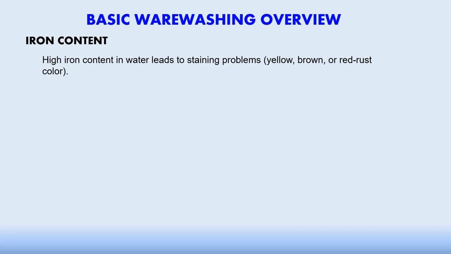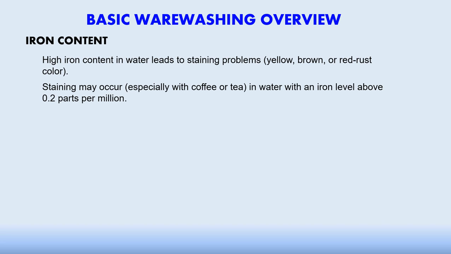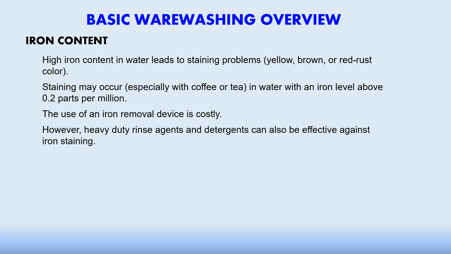High iron content in water leads to staining problems. It can leave stains that can turn yellow, brown, or a red rust color. Staining may occur, especially with coffee or tea, in water with an iron content level above 0.2 parts per million. The use of an iron removal device is usually pretty costly. However, heavy-duty rinse agents and detergents can also be effective against iron staining.